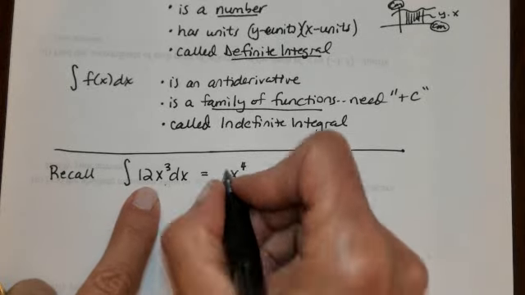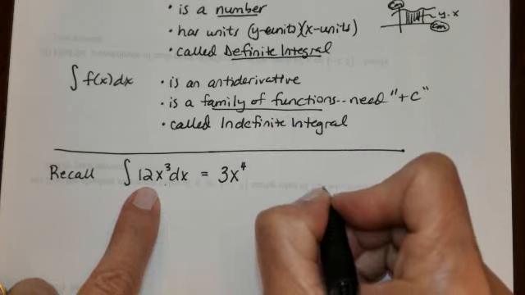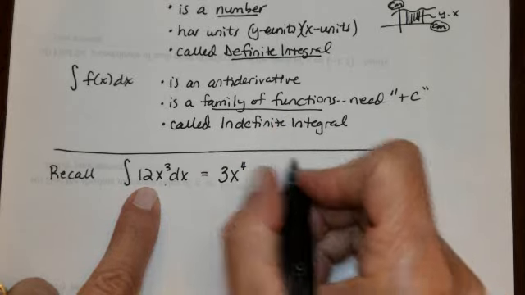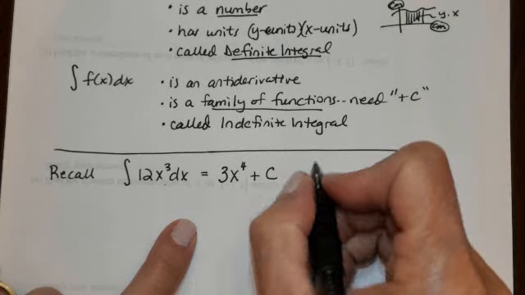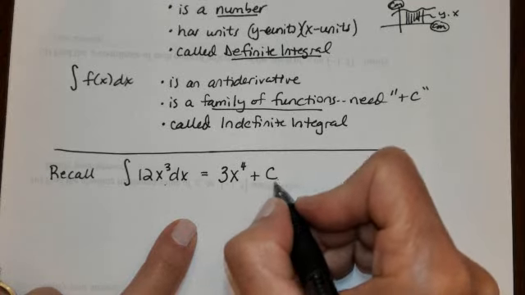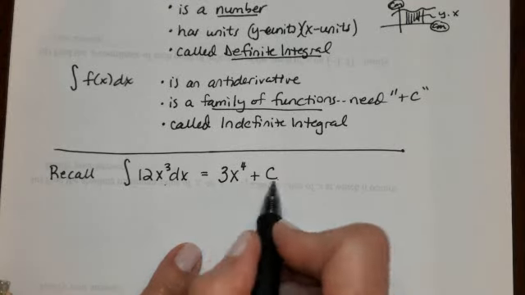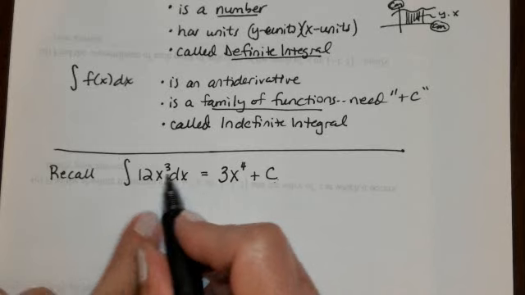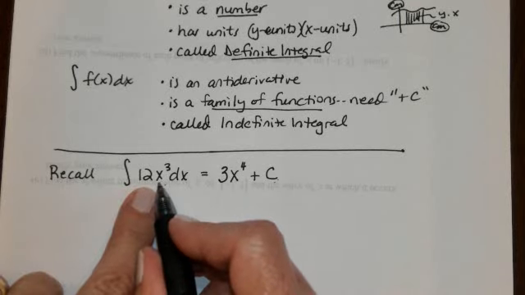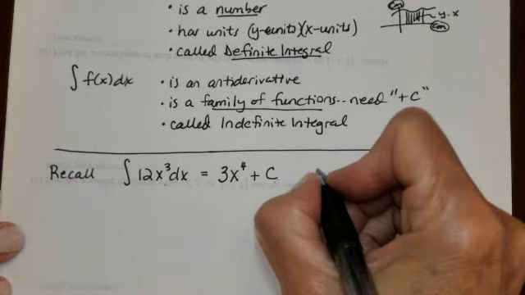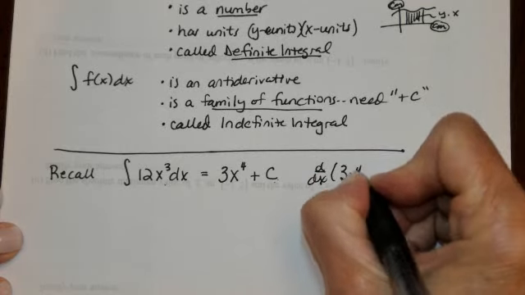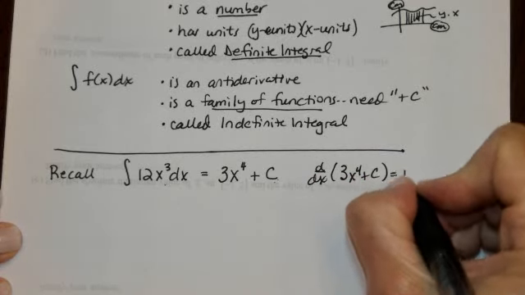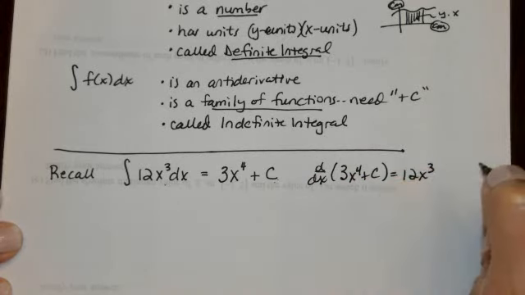So 12 divided by 4 would be 3, right? And then we add any constant. This is called the constant of integration. If you take the derivative of this, you get back your 12x cubed, right? So the derivative of 3x to the 4th plus c gives us back our 12x cubed, okay?